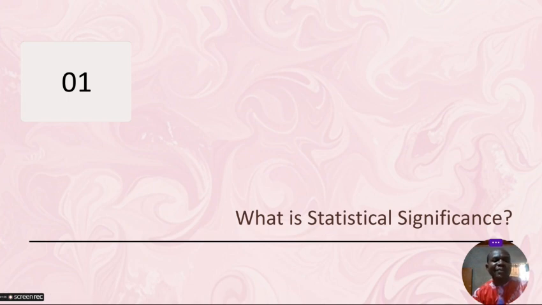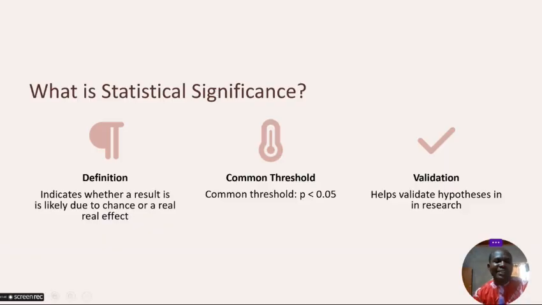The difference the researcher is able to establish, is it meaningful enough for us to jettison the existing concept? And again, we look at statistical significance also from the perspective of saying that the result the researcher is able to find out is not due to chance, or it's a real effect. So, by definition, statistical significance is designed to indicate whether a result obtained by a researcher is likely due to chance or a real effect.